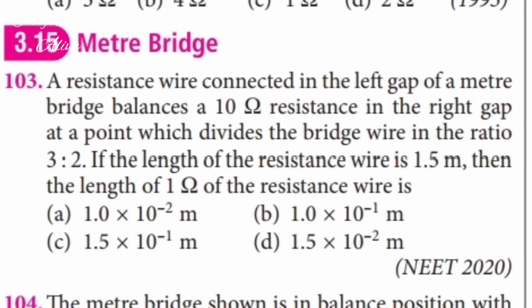A resistance wire connected in the left gap of the meter bridge balances a 10 ohm resistance in the right gap at a point which divides the bridge wire in the ratio 3:2. If the length of the resistance wire is 1.5 meter, then the length of 1 ohm of the resistance wire is. 4 options are given. Now we will solve the problem.